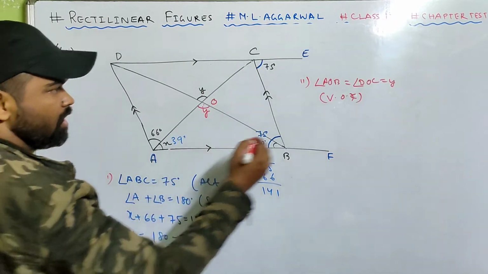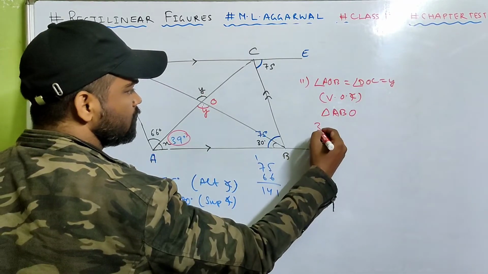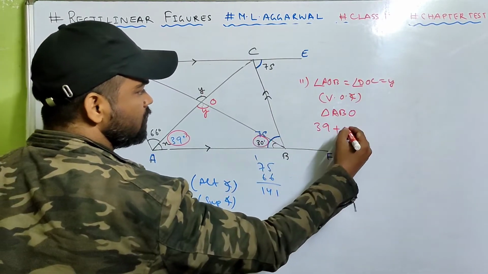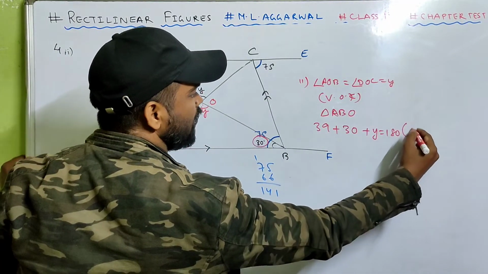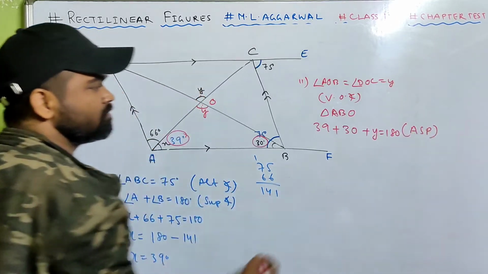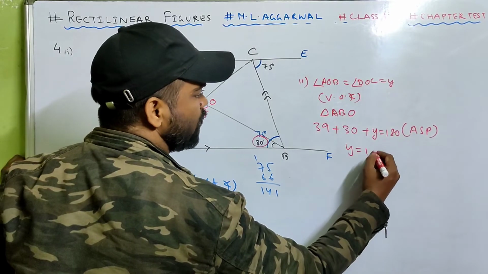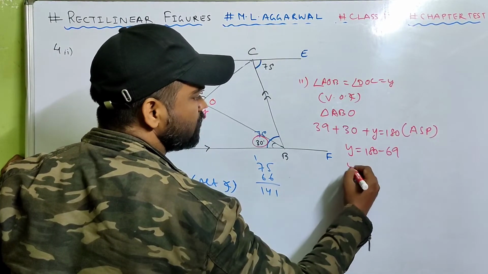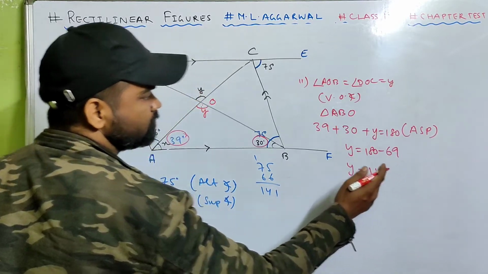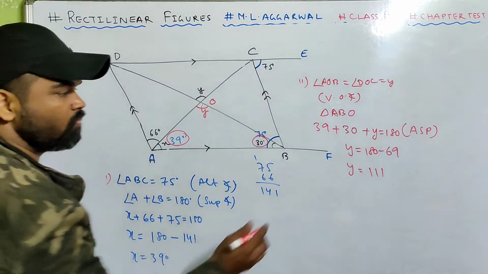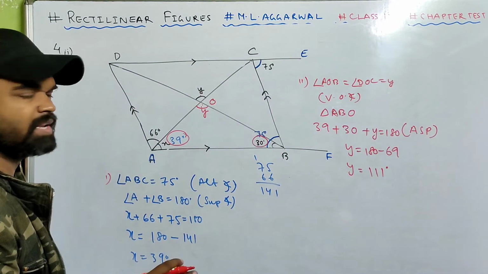Now, in the triangle ABO, just look carefully. 39 plus 30, this was given to us, plus y equals 180. Angle sum property. In a triangle, you add all three angles, you get 180. So y is 180 minus 69. Solve it. So y is 111, isn't it? Done. 111. So this was very easy.